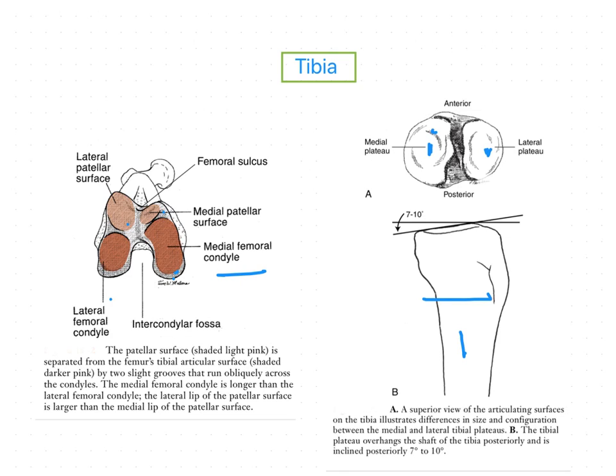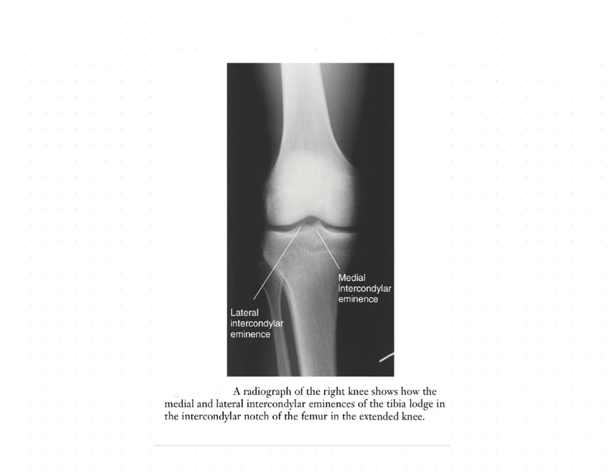The two tibial condyles are separated by a roughened area and two bony spines, called the intercondylar tubercles. These tubercles become lodged in the intercondylar notch of the femur during knee extension. Now we will see this in this X-ray. At the top you can see the intercondylar ridges or eminence, which are going to fit into the intercondylar notch of the femur during extension.